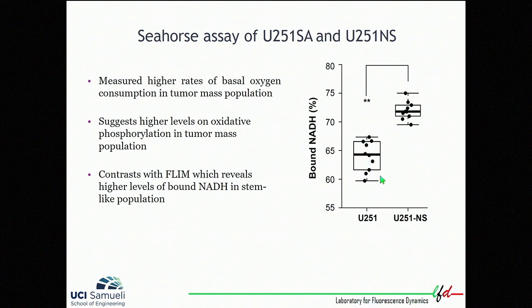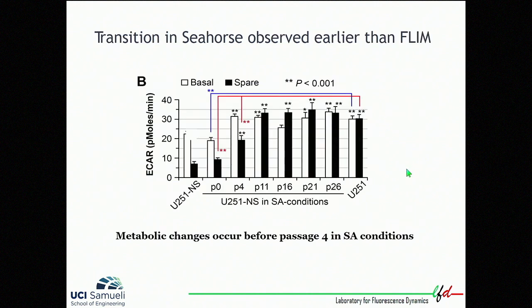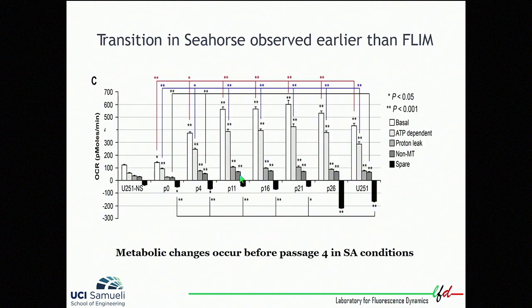So what we're concluding here is that measuring higher rates of basal oxygen consumption in tumor mass populations suggests that higher levels of oxidative phosphorylation in tumor mass populations is not really explaining why we see these changes in our FLIM analysis. And here you can see the transition of the Seahorse is exactly happening at passage number 4.